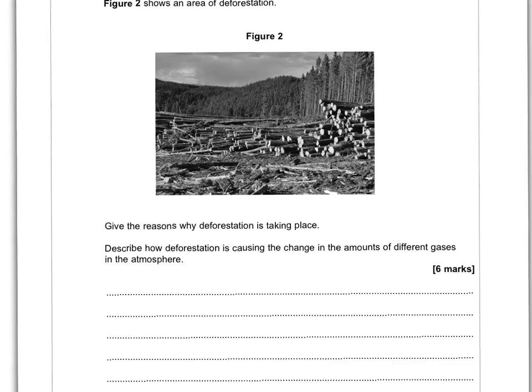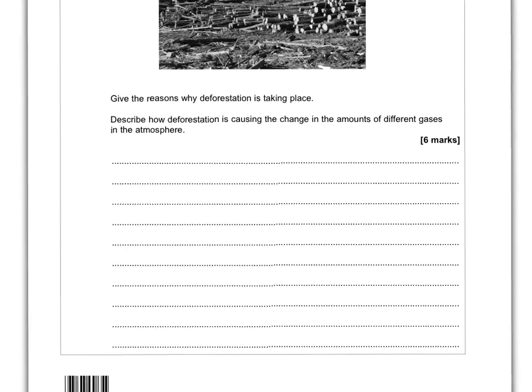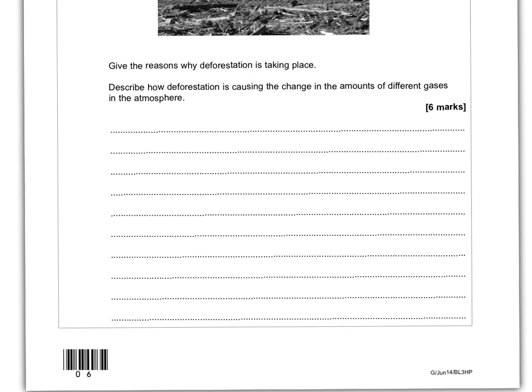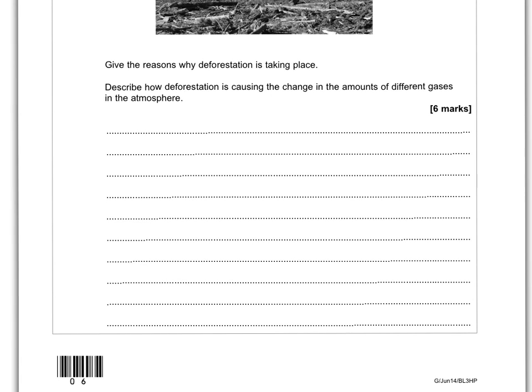Give the reasons why deforestation is taking place and describe how deforestation is causing the change in the amounts of different gases. Now again, I'd urge you here, because this is a 6-mark question, I don't think it'll be a question worth any more than this. It'll be one of the biggest questions on the whole paper. So just think about what they're asking. Give reasons why deforestation is taking place and describe how it's causing the change in the different amounts of gases in the atmosphere. So you've got 2 things to think about. Why is it happening? And how is it causing changes in the amounts of different gases in the atmosphere?